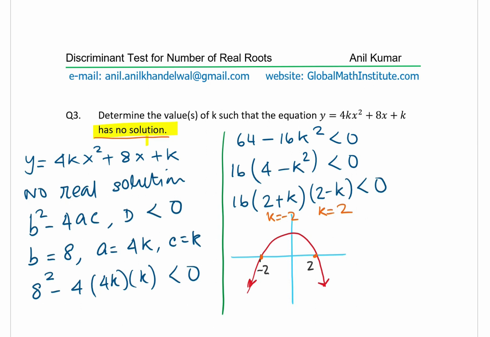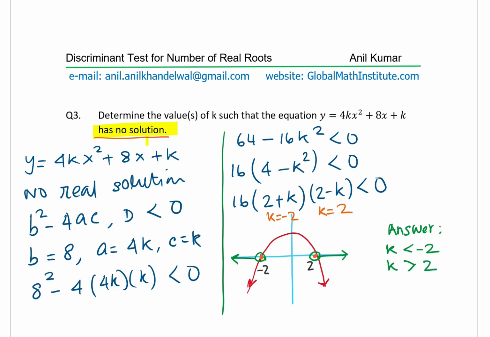As seen from the graph, it is clearly the portion which is beyond towards infinity, right? From 2 and minus 2, correct? So that is what is the solution for the given situation. So we can write down our answer in this case, which is k is less than minus 2 or k is greater than plus 2.